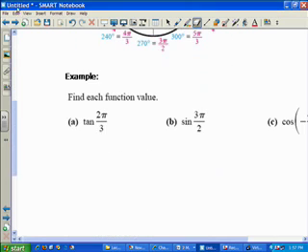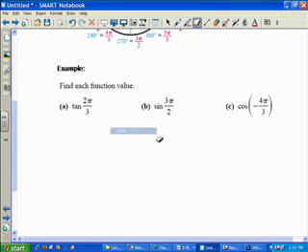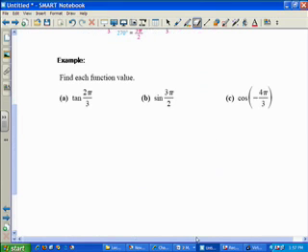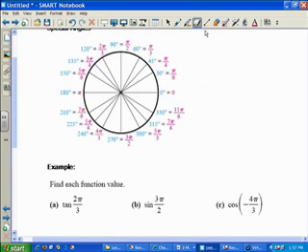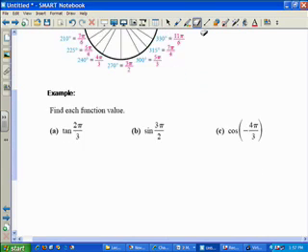Okay, let's find each function value. This is no different than, hey, find me the sine, cosine, tangent of various angles. So start thinking, using this picture up here. I would hide the picture, see if you can get some of these on your own.